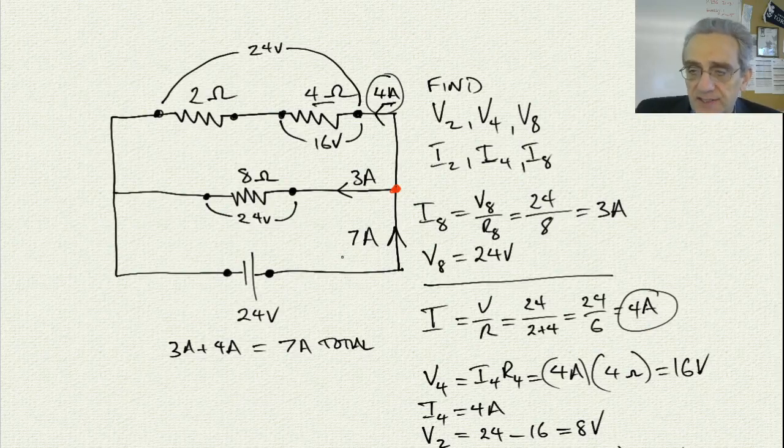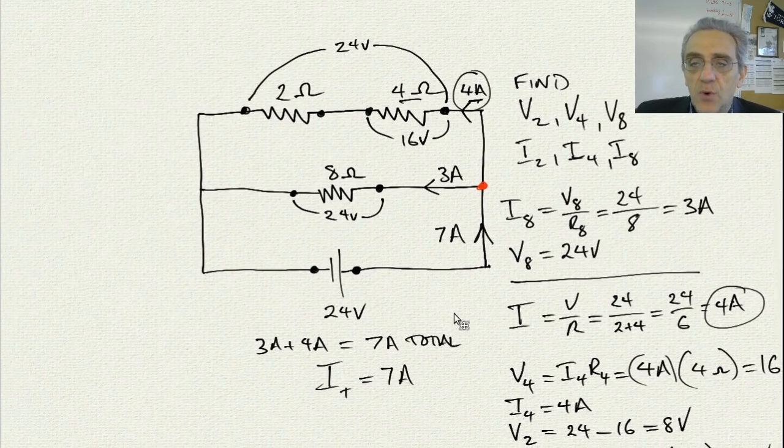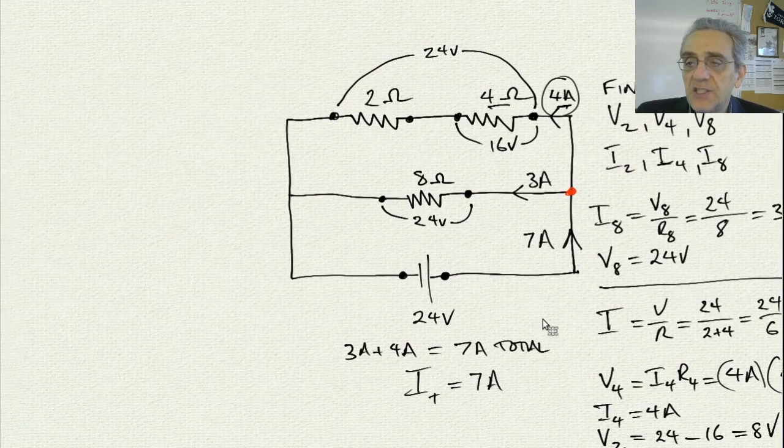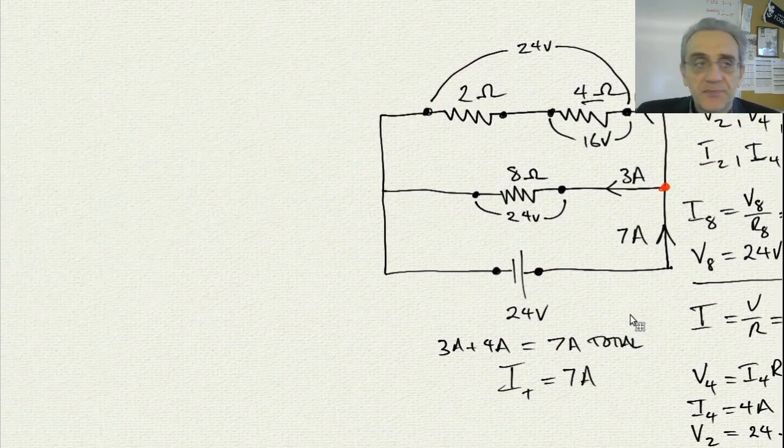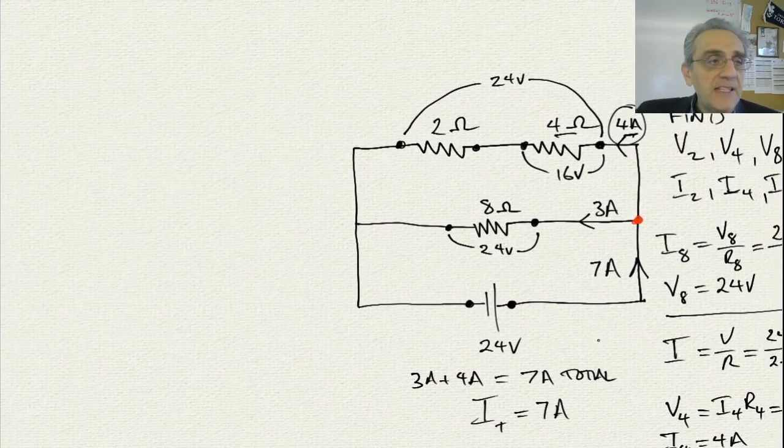Now that we've solved this, we could say I total here is 7 amps. There's nothing really left for us to solve. We've solved it all. But I'm going to do this again, and this time I'm going to use what I like to call more of a brute force analysis. So let's move this over a little bit and see if we can find it a different way.